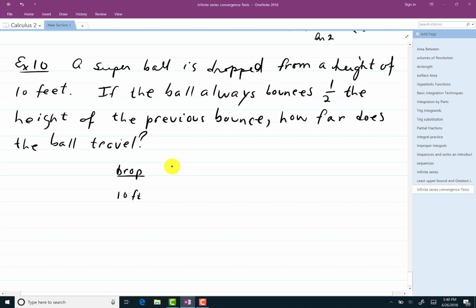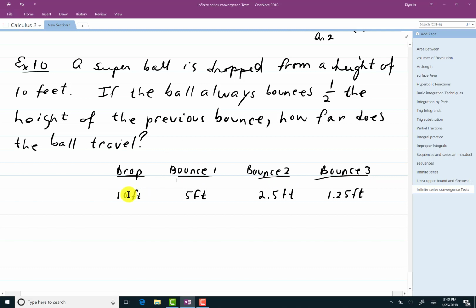But then bounce 1 was 5 feet. Bounce 2 was 2.5 feet. Bounce 3 would have given me 1.25 feet. These are the heights they are.